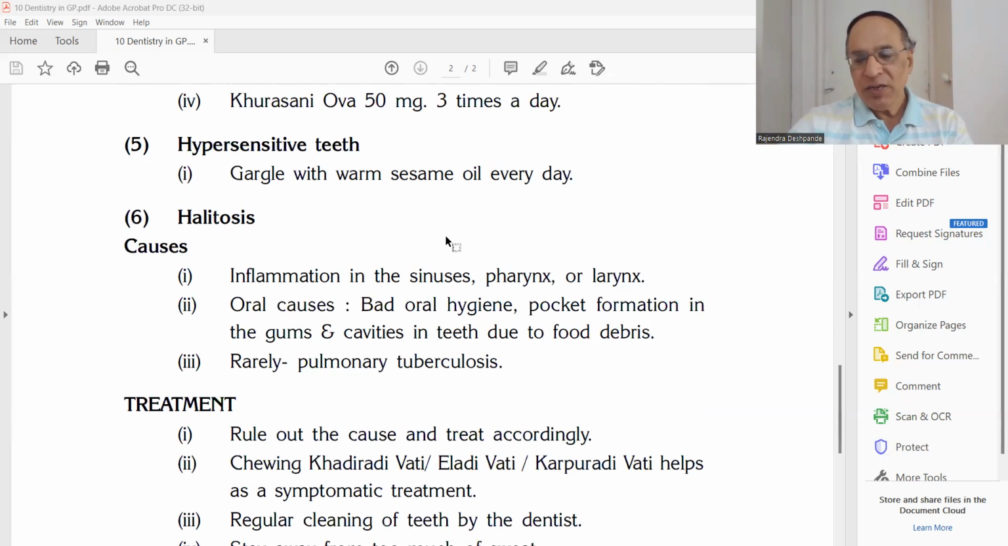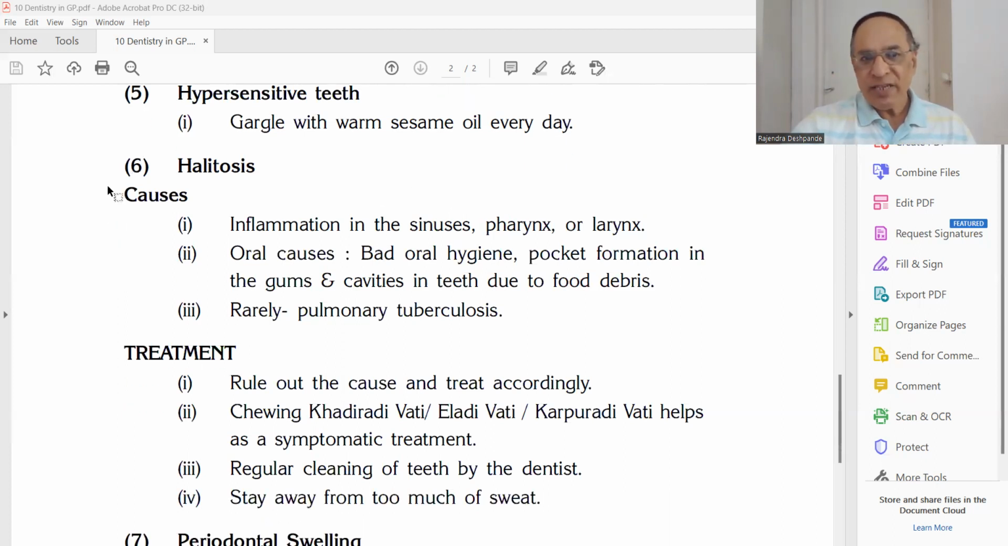Then halitosis, bad smell from your mouth, is most of the time because of 2 things. One is any septic focus in the upper part of your body, or a problem in your teeth. So inflammation in the sinuses can cause halitosis, that is a bad smell. When another friend comes near you, he will try to avoid you. Why? Because you are emitting a bad smell from your mouth. That is called halitosis. It is not only with dental problems, it can be with other problems.